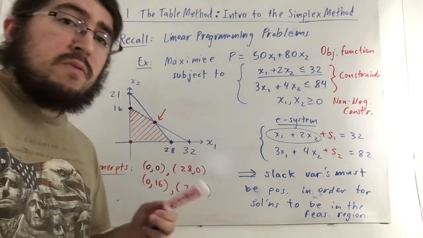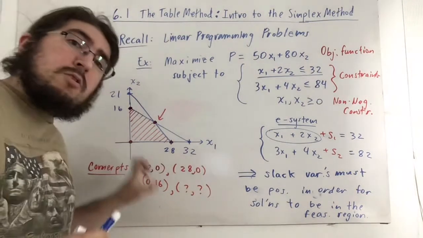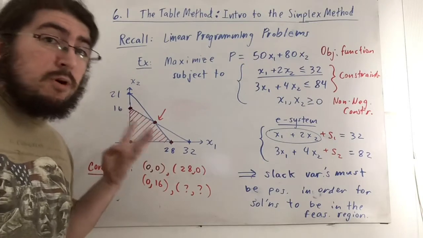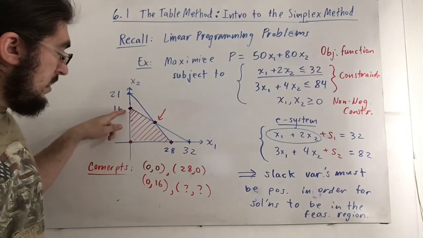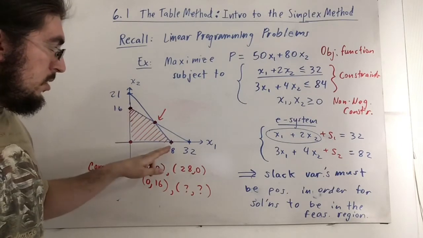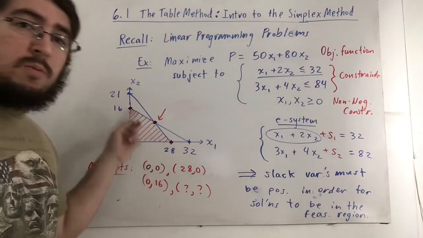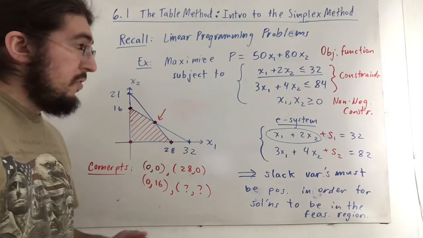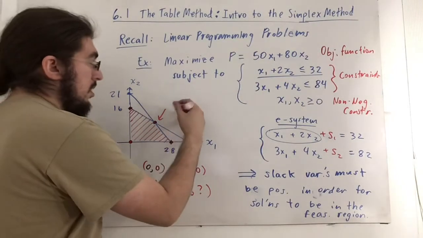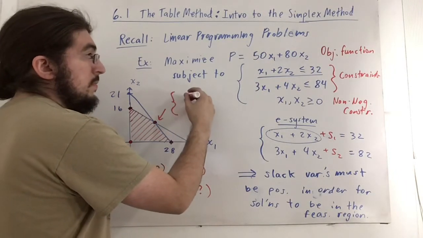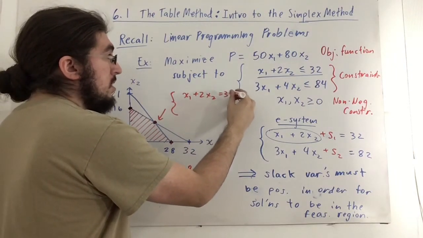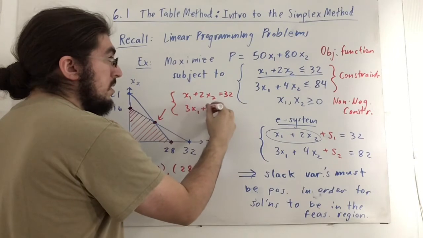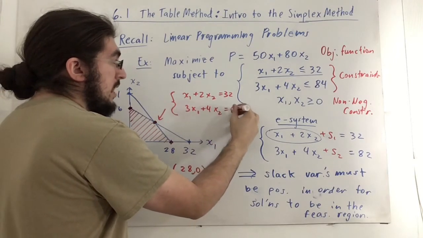Just to say though, before moving on, we want to consider the corner points of this feasible region, and there are 4 of them in this case. There is (0, 0), there is (0, 16), (28, 0), and then this one, which required a lot of work, if you recall, from 5.3, we would actually have to solve the system: x1 plus 2x2 is equal to 32, 3x1 plus 4x2 is equal to 84.